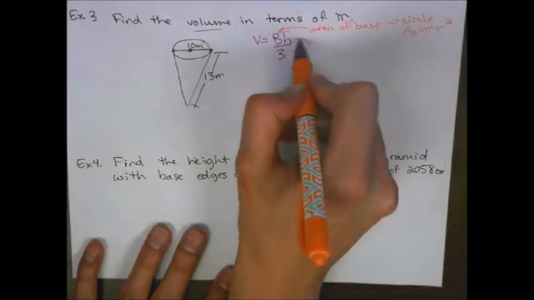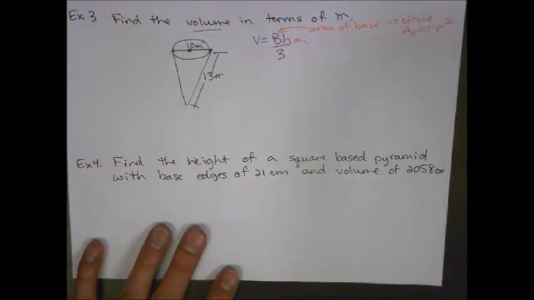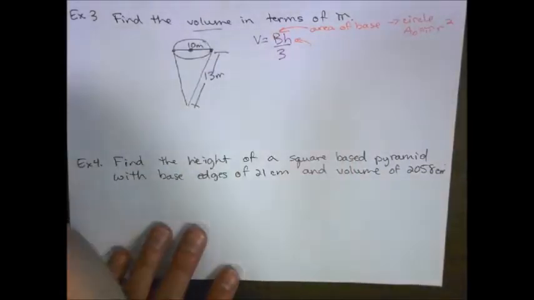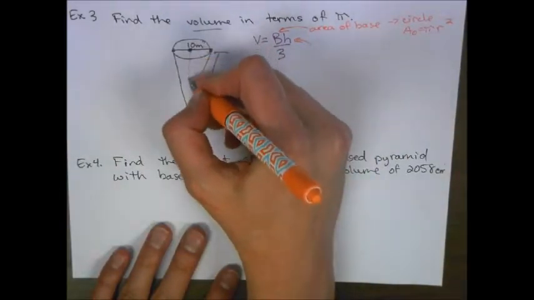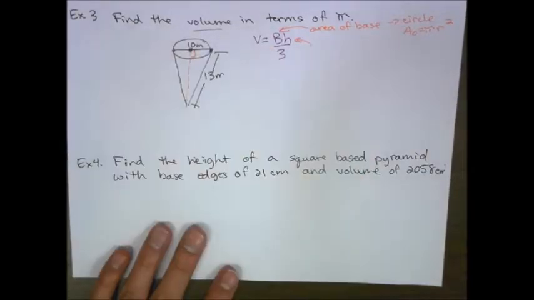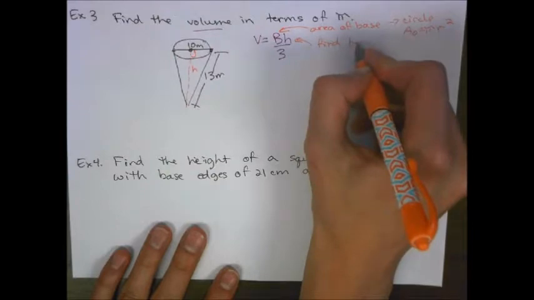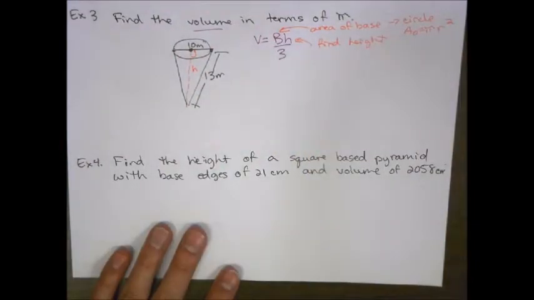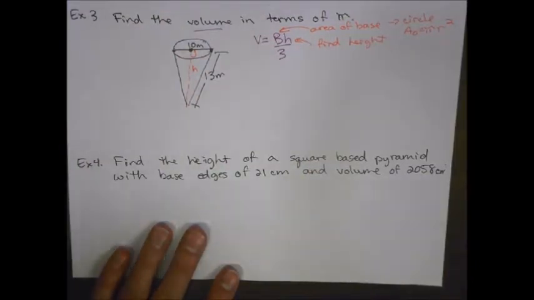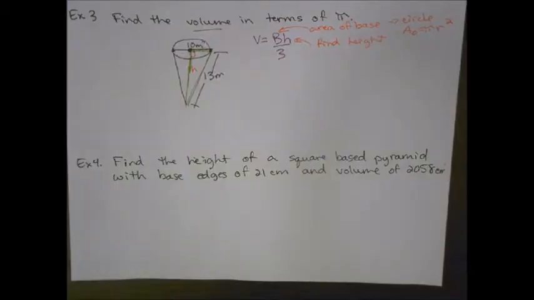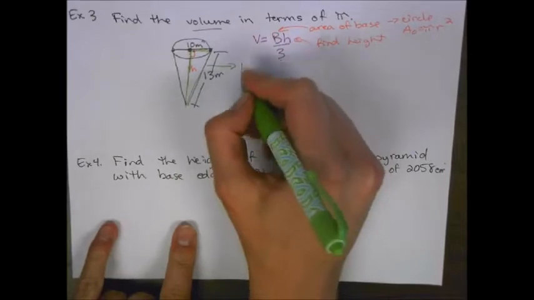The height, this is the height of the cone. Now the height of the cone is this dimension right here, from the vertex perpendicular to the base. We do not have that dimension, so we are going to have to find that. We find the height by picturing this triangle. I'm going to pull the triangle off to the side so we can see it a little better.